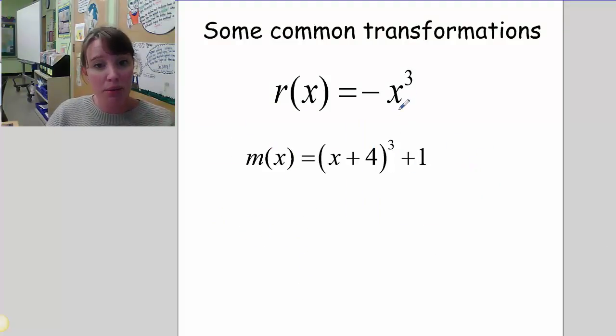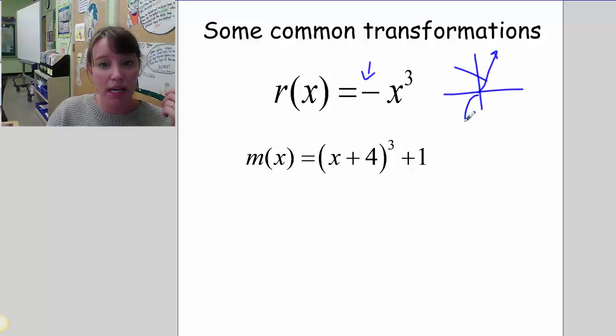Okay, now some common transformations. If I take a negative in front of the x, remember, a negative is a reflection over the x-axis. So this is the original cubic function. It will reflect each part. This branch will reflect over the x-axis to get something that looks like this. This branch will reflect over the x-axis to get something that looks like this. I'm doing a horrible job at drawing this, but it looks something like this.